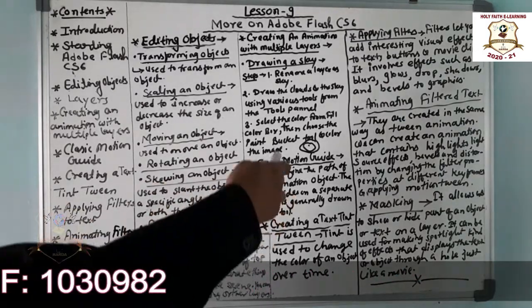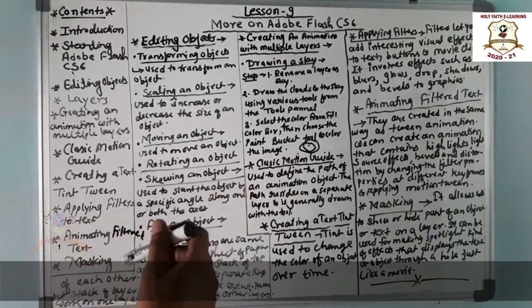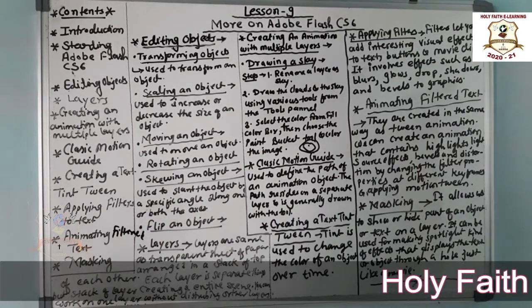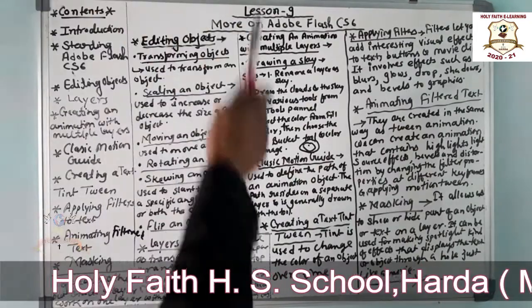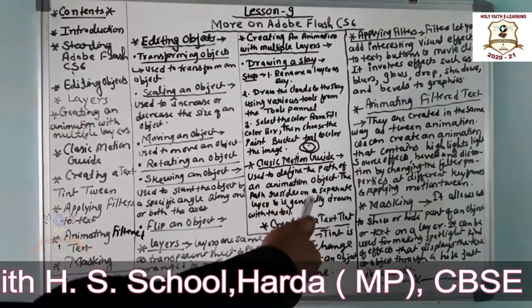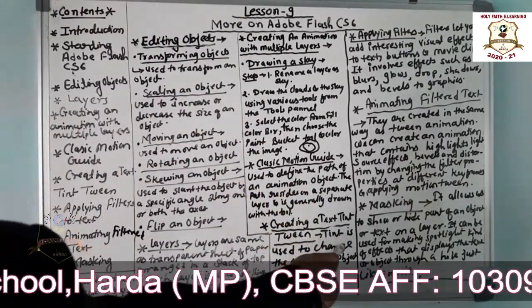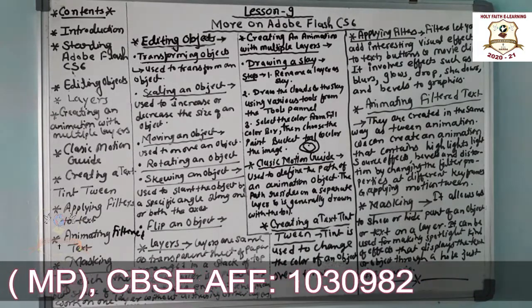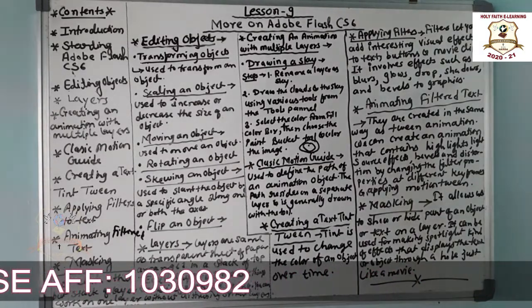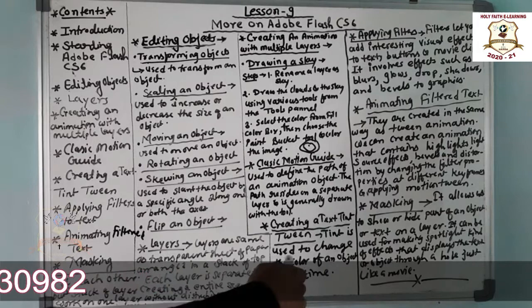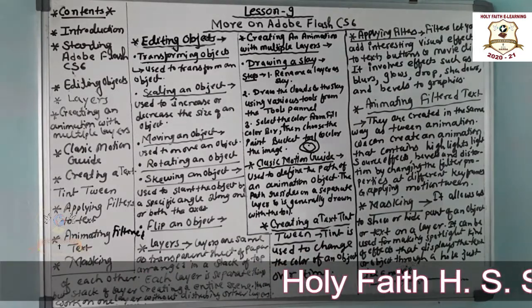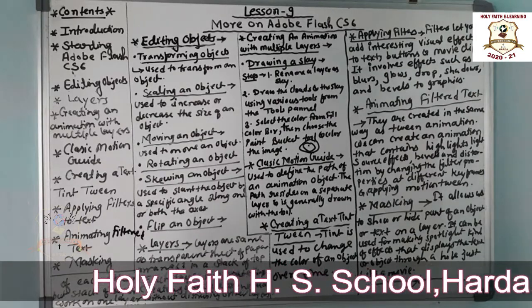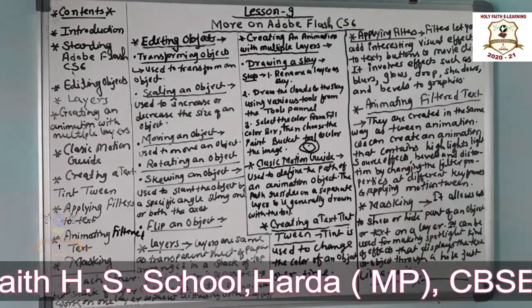Classic motion guide means these are the different options of drawing the sky. Sorry, the next topic is classic motion guide. It is used to define the path. Okay, that is completed. Now creating a text tween. Yes, that is the next topic, I just forgot to explain. Tint is used to change the color of an object over time. Means if you want to change the color of an object or text, then you can use this option.